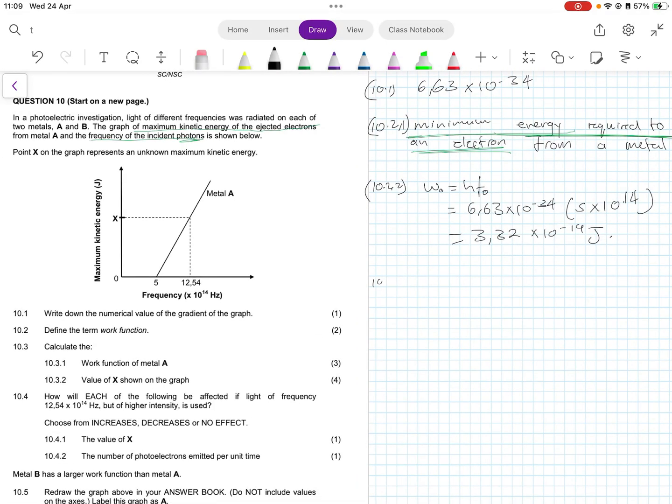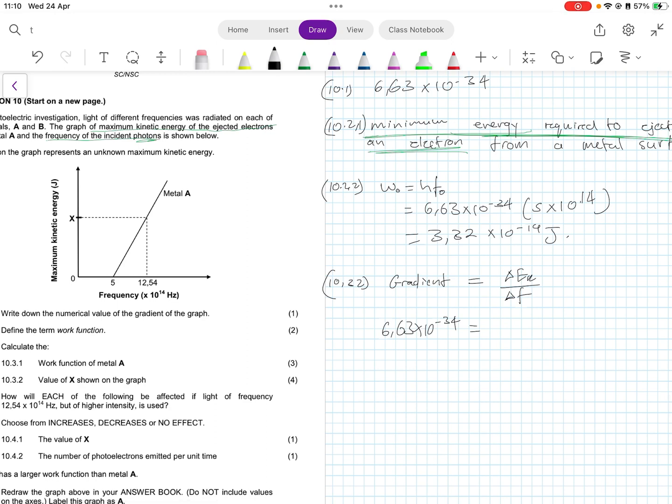Okay, and 10.3.2. We are required to calculate the value of x shown on the diagram. For this, we may use the gradient formula. The gradient is equal to the change in kinetic energy divided by the change in frequency. We have already written that our gradient is the Planck constant, 6.63 times 10 to the minus 34, which is equal to our change in energy, x minus 0, over our change in frequency, 12.54 minus 5.